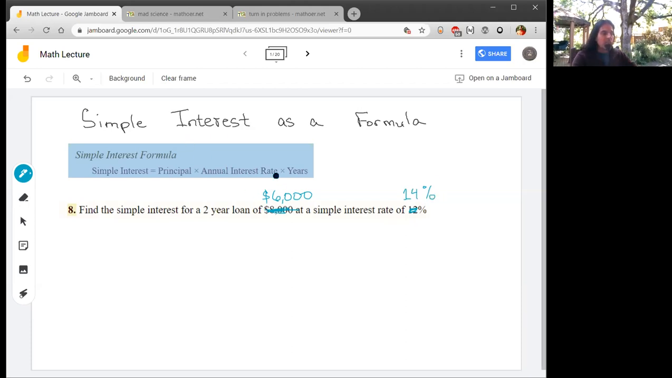Okay, let's find the simple interest of a 2-year loan at 14% simple interest rate. So there was a part A of the 1 year. So we're looking for 14% of 6,000. So we remembered that of means multiply.